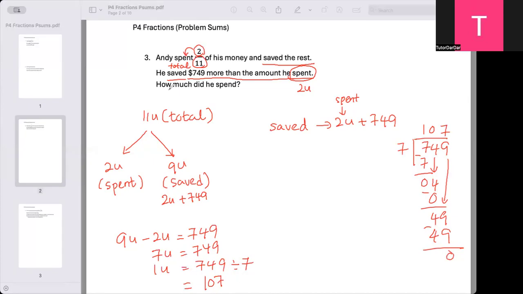So now they want to know how much did he spend. Where is spend? Spend is 2 units. So 2u, which is spent, is equal to 107 times 2. So 107 multiplied by 2, what do we get? 2 times 7, 14. 2 times 0, 0, plus 1, 1. 2 times 1, 2. So we will get 214. This is the answer.